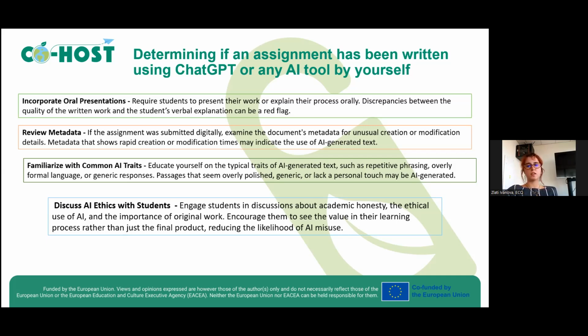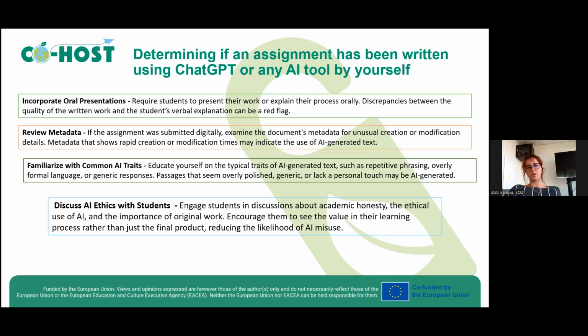Familiarize yourself with common AI traits. I believe all of you have already encountered plenty of AI generated text. It's quite easy to detect. It's so structured, it's a bit dry. So I'm sure you know that already.